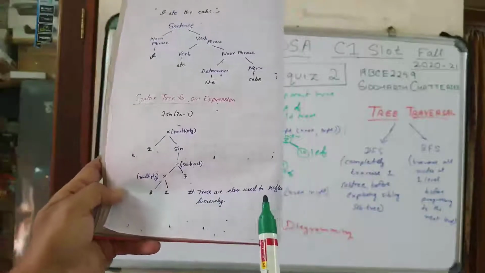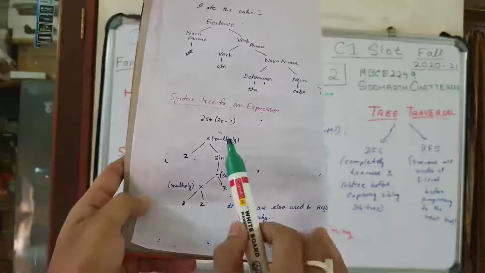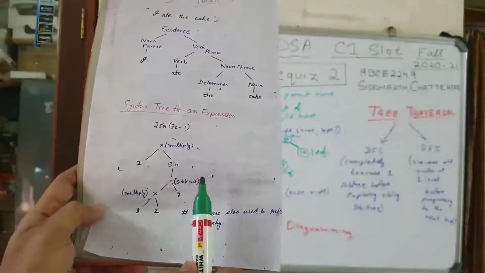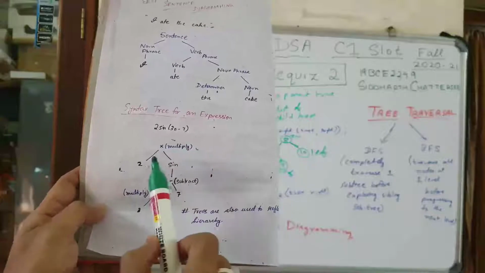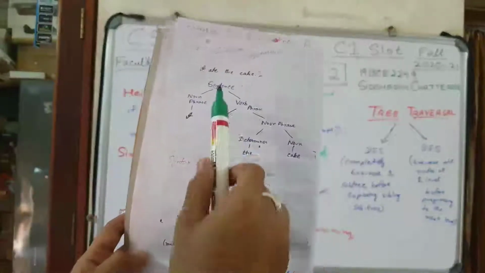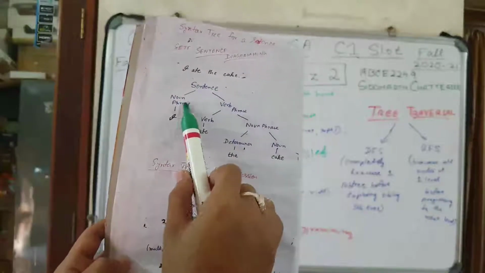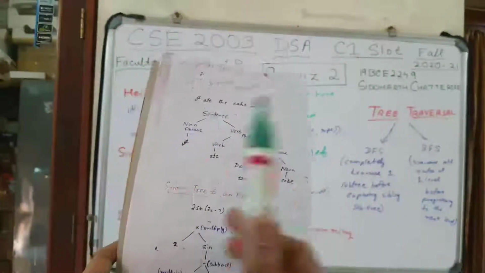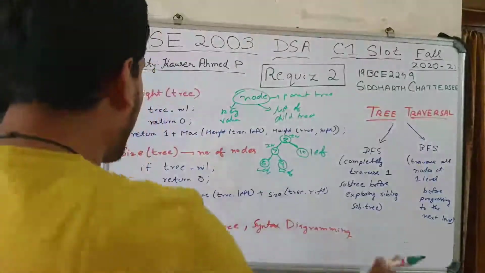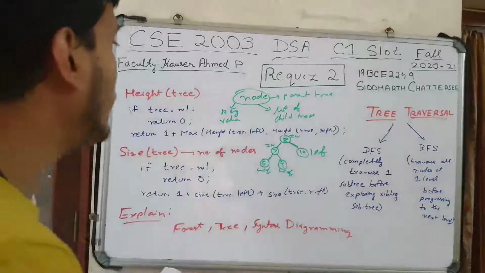Trees are also used to reflect hierarchy. Why hierarchy? Because, as I said, this is level 1, this is level 2, this is level 3, this is level 4. So this will be level 1, and it reflects hierarchy, that multiplication is the most important, as it's the top. Here also you can see the sentence, noun phrase, verb phrase is important, and that's how you read from left to right. So syntax diagram is done. Up next is the height of a tree.